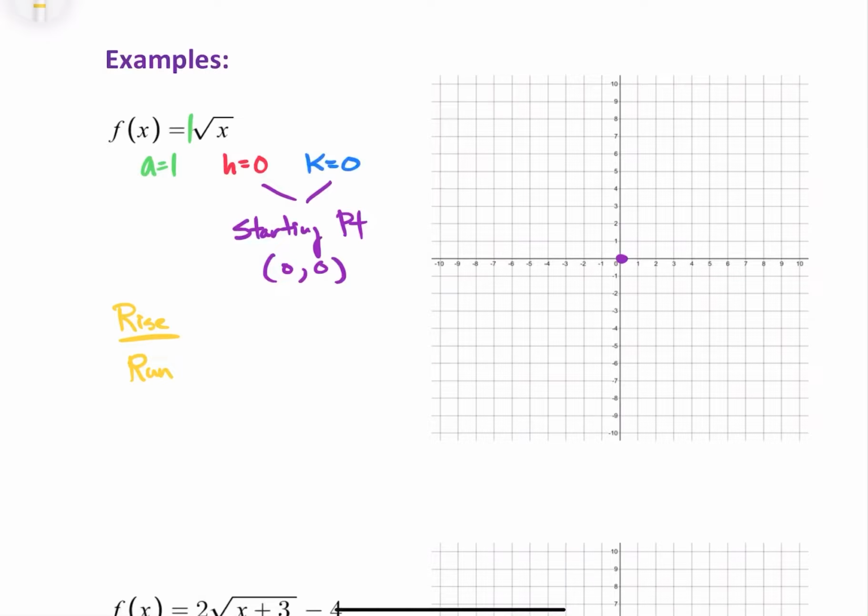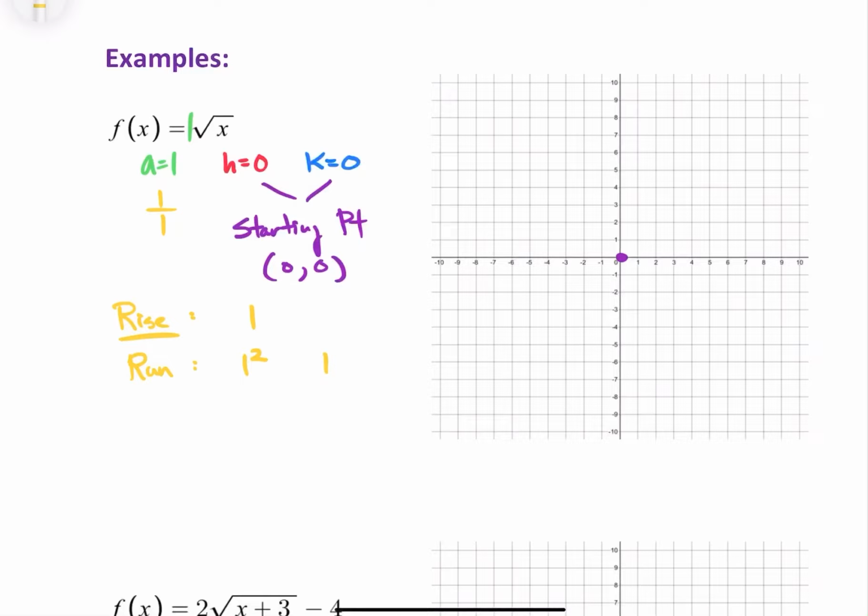Now, I told you earlier that the rise is going to be the numerator of our a value. So if I take a look at my a value and I write it as a fraction, that's 1 over 1. The numerator is 1. So I'm going to rise 1 every single time. Now, our run, the portion where we move over to the right, that's going to be our denominator squared. So our denominator in this case is also 1, and we're going to square that, and we're going to multiply it with our 1-3-5 trick.